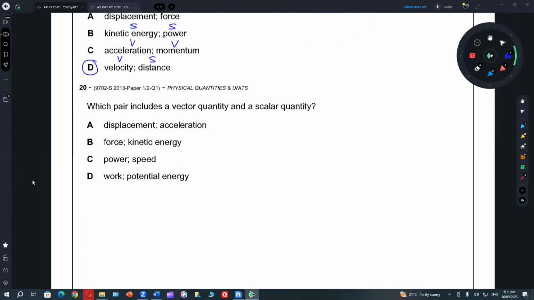Question number 20. Which pair includes a vector and a scalar? Displacement, acceleration, force are vectors; kinetic energy, power, speed, work, potential energy are scalars. He wants to have a vector and a scalar.